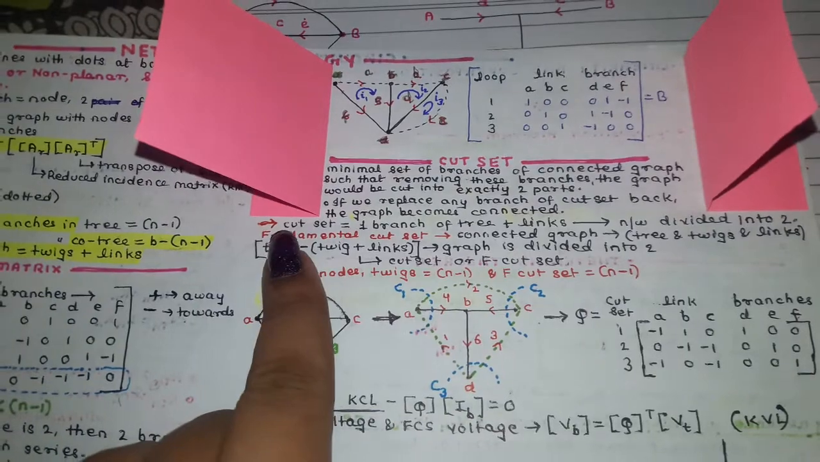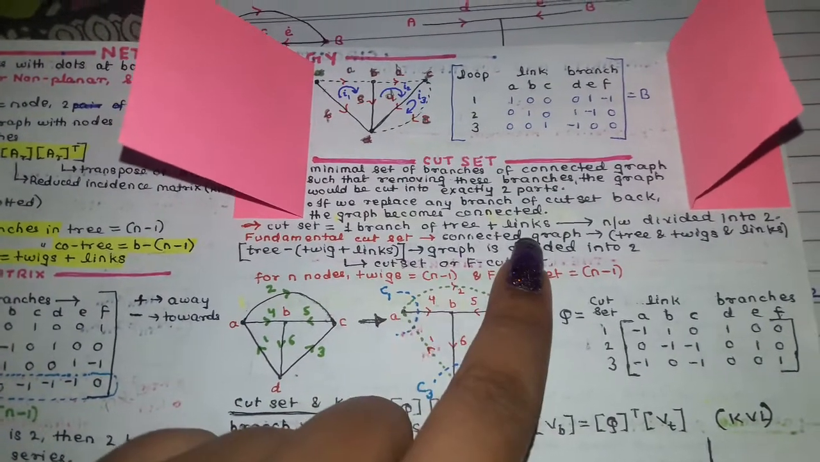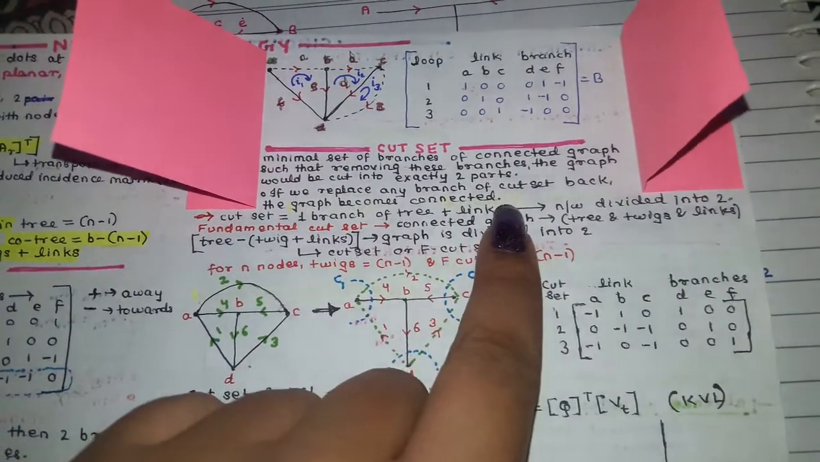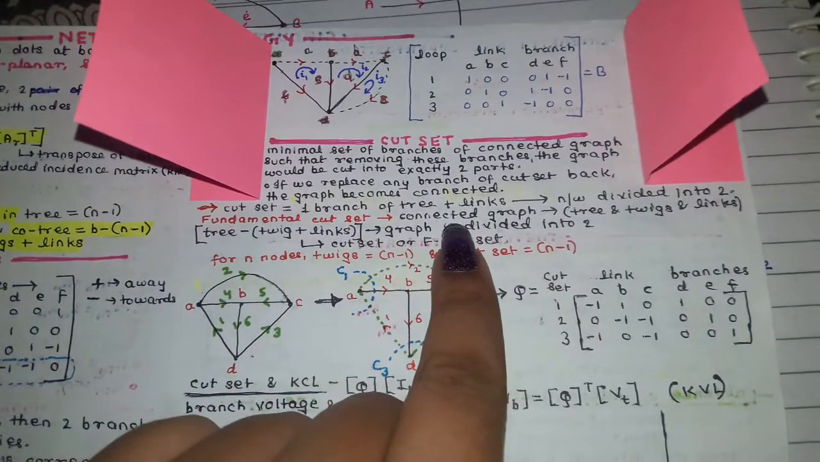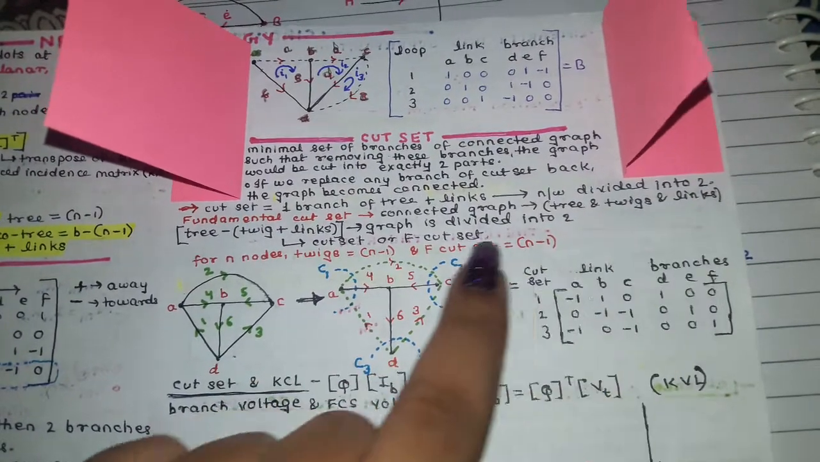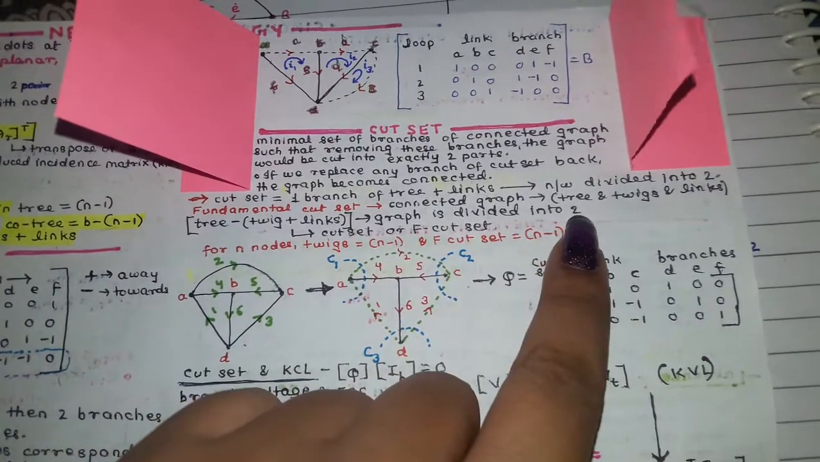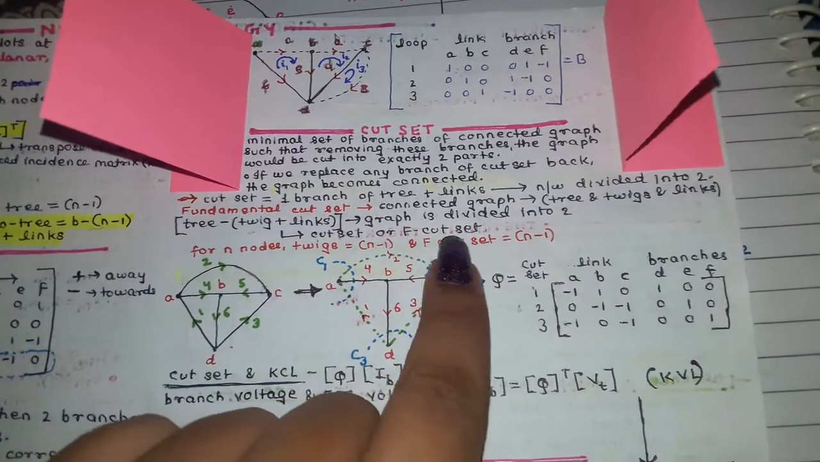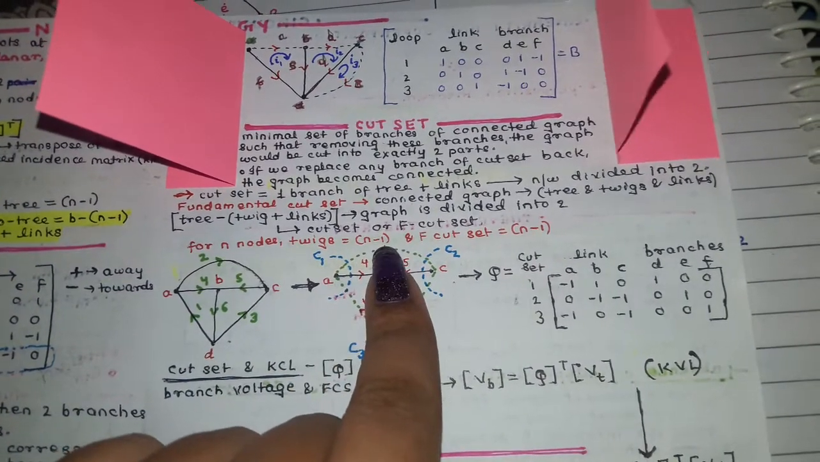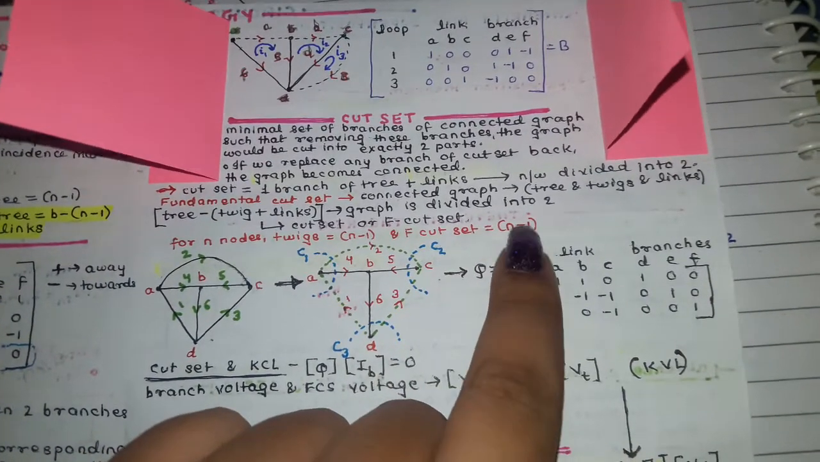An important thing to keep in mind here is that a cut set equals one branch of the tree plus links, and the network is divided into two parts. This is what we are going for. A fundamental cut set is formed from the connected graph, with the twigs and links subtracted from it. That combination of twig and links that divides the graph into two parts is called the cut set or fundamental cut set. For n nodes, the number of twigs equals n minus 1, and the number of twigs equals the number of fundamental cut sets, so this is also n minus 1.